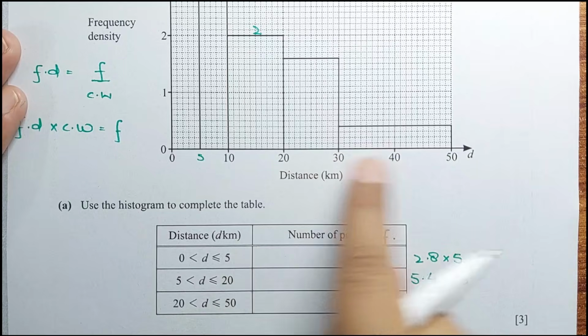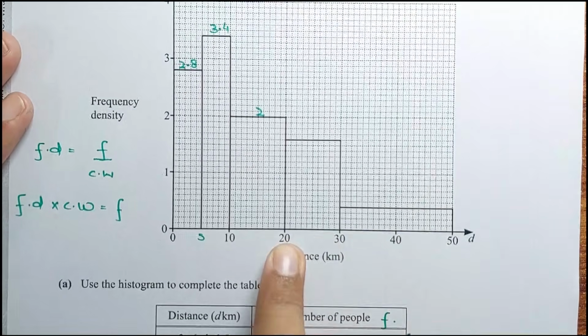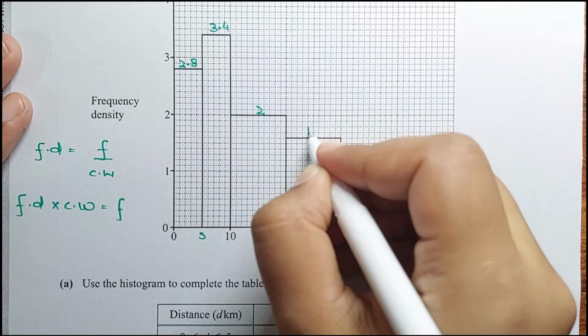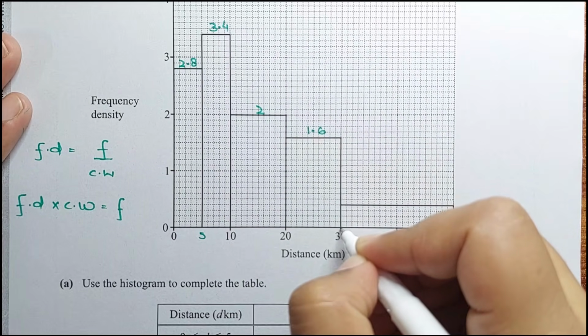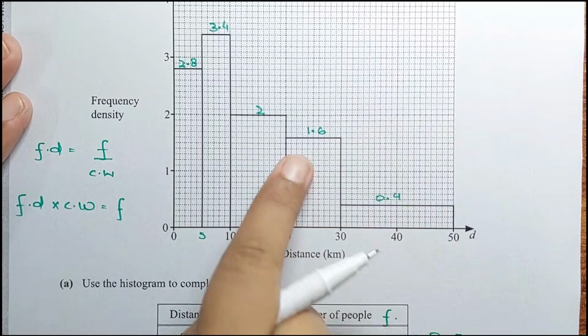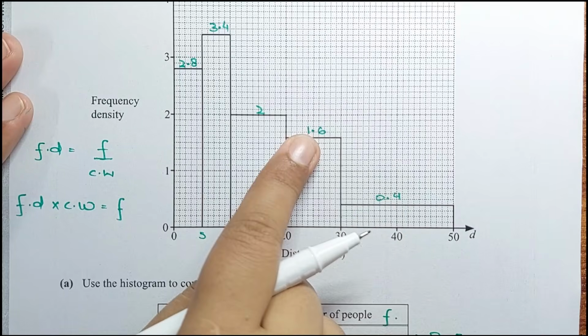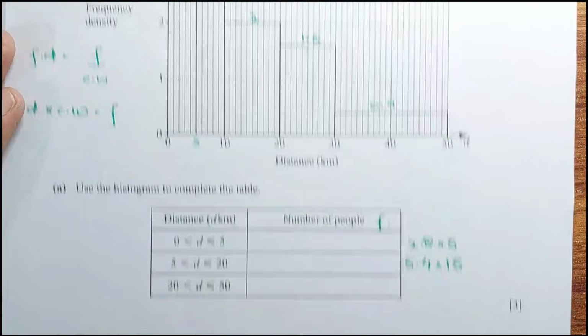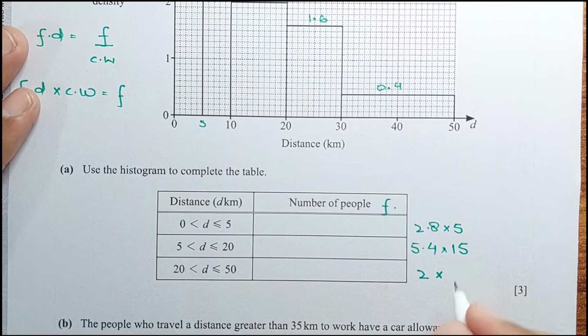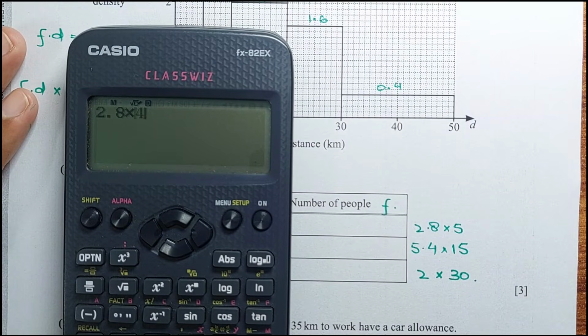Okay, 20 till 50. This is 1.6, and this is 0.4. 1.6 and 0.4, so the frequency density is 2. Multiply by the class width, between 20 and 50 is 30, right? Let me simplify. 2.8 times 5 is 14. 5.4 times 15 is 81.